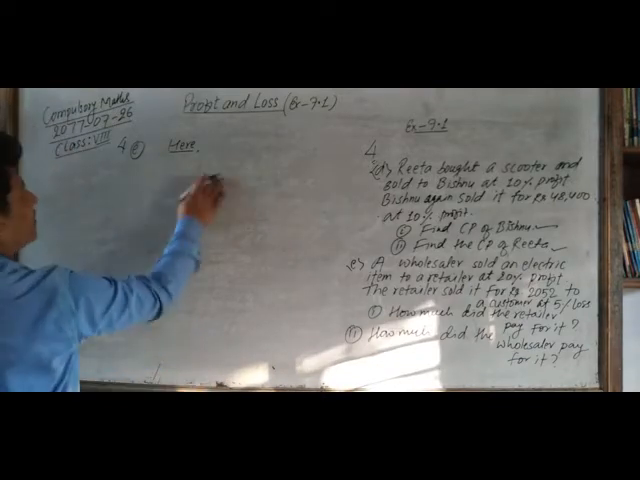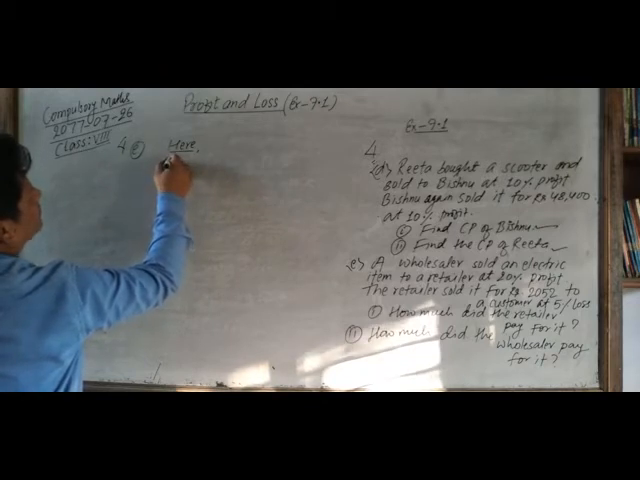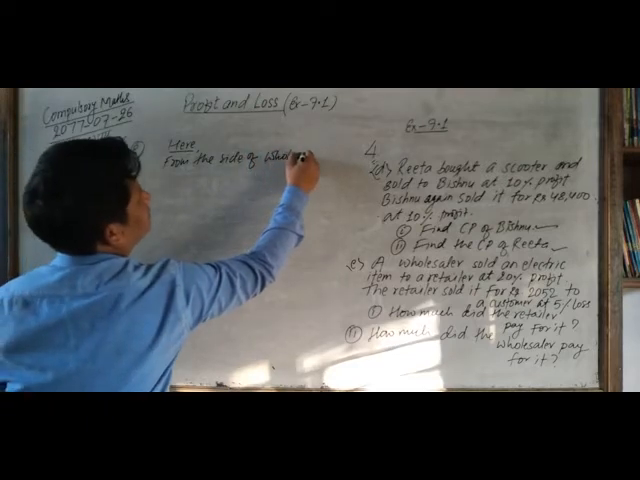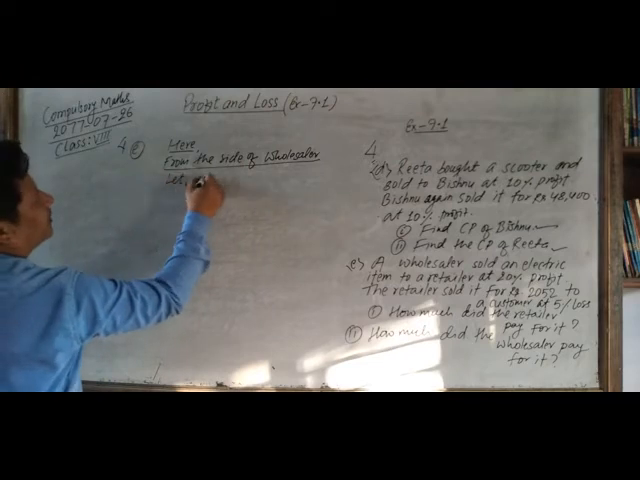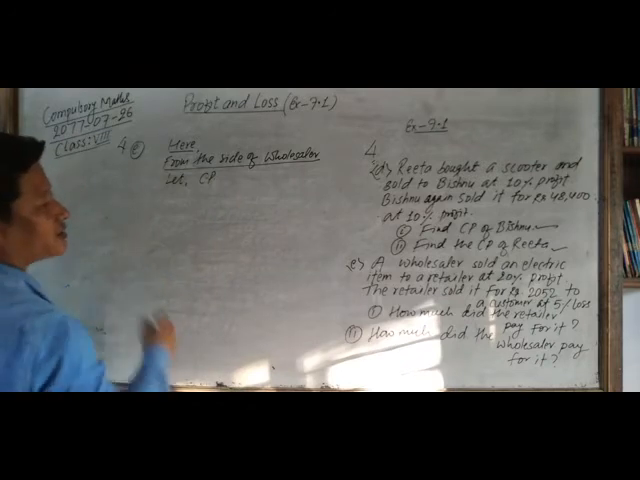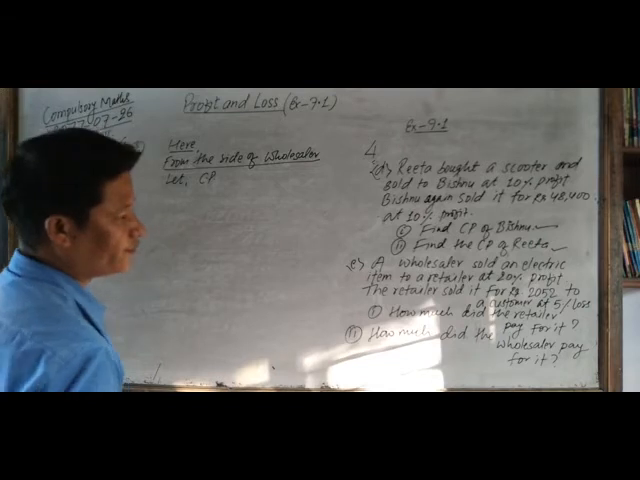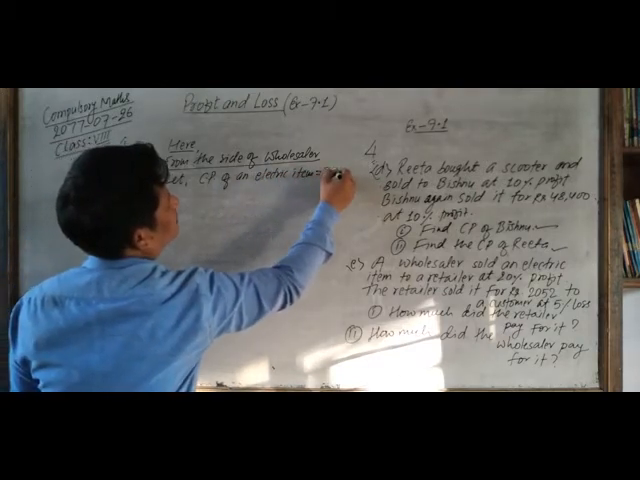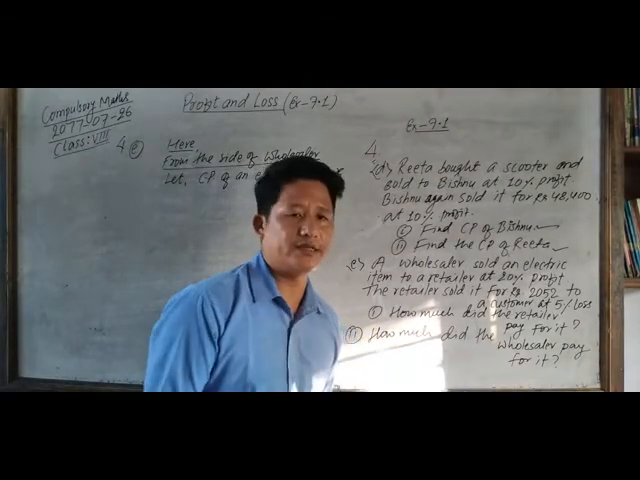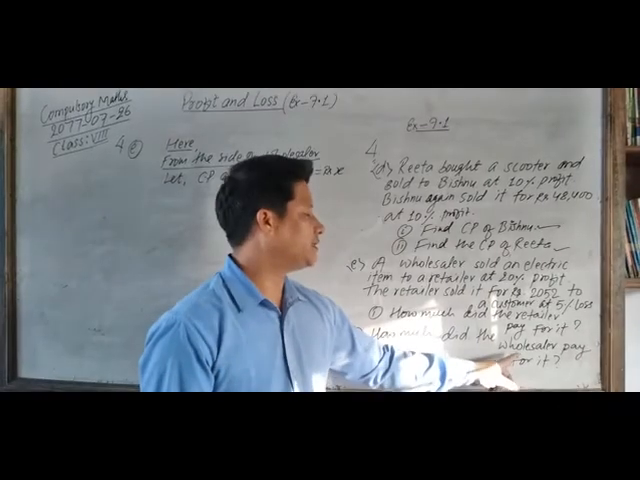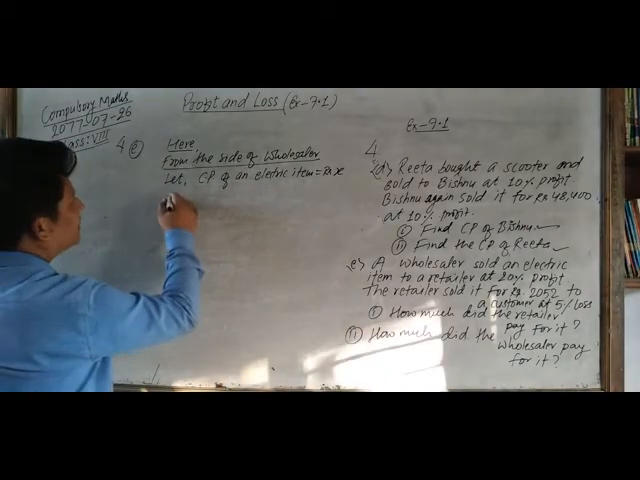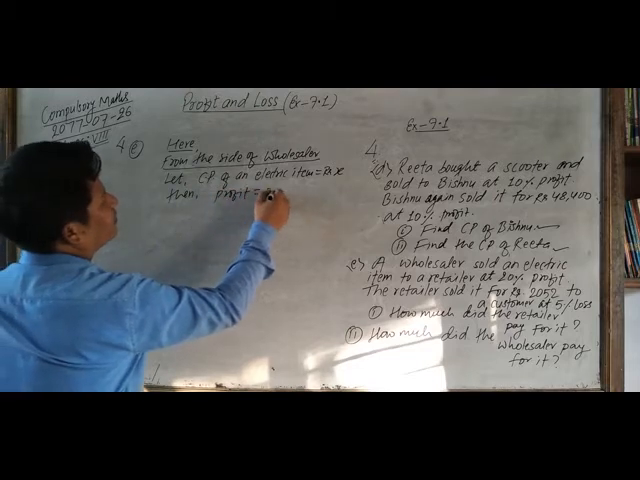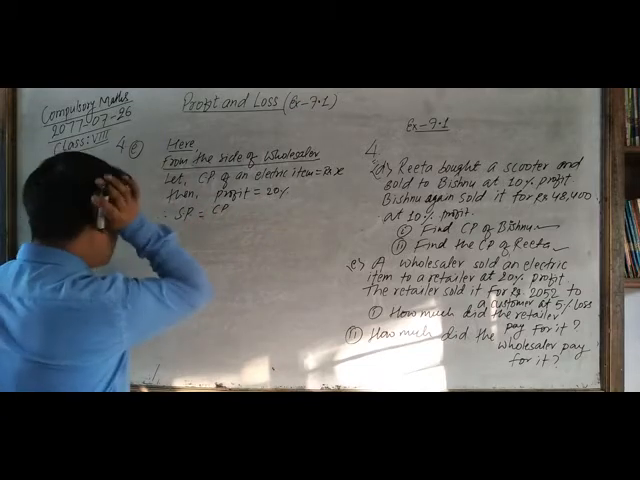Here, first of all, we have to suppose from the side of the wholesaler. Let the cost price of an electric item equal rupees x, because in required number 2, how much did the wholesaler pay for it, that means you have to find the cost price of the electric item for the wholesaler. The wholesaler sold the electric item to a retailer at 20% profit. Then the profit is 20%, so we can find the selling price. We have the formula CP into 100 plus profit.